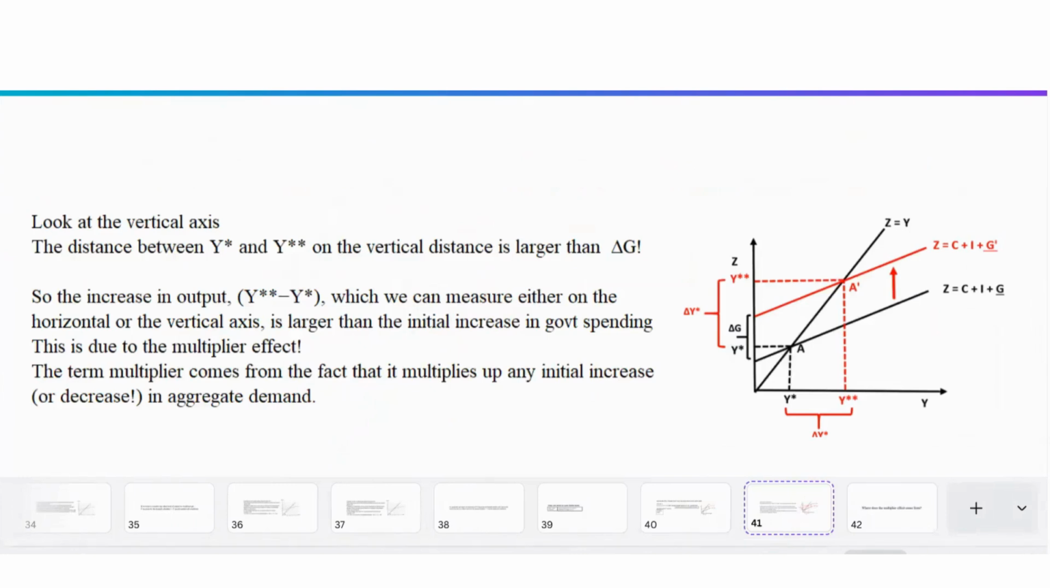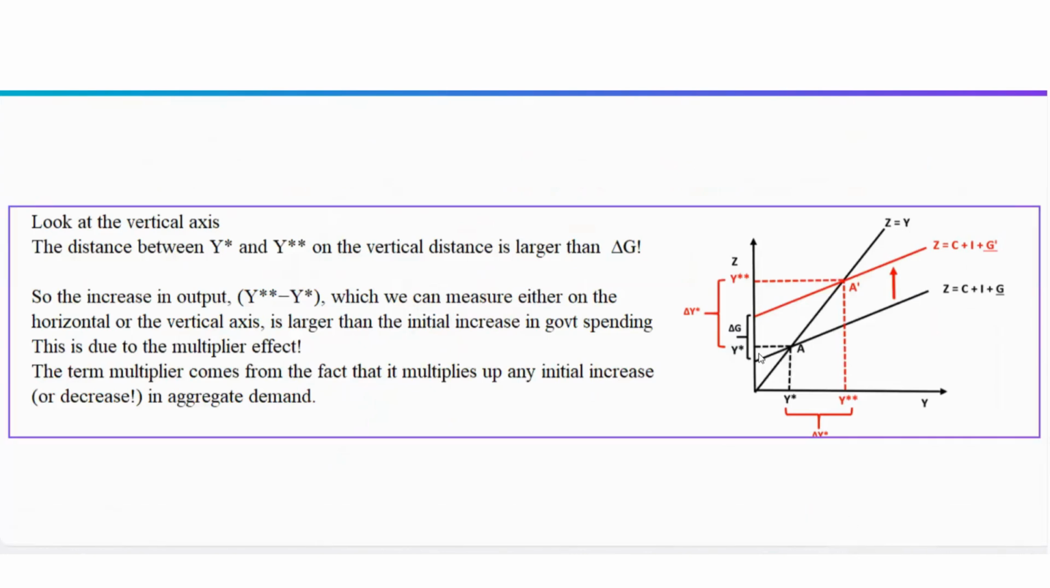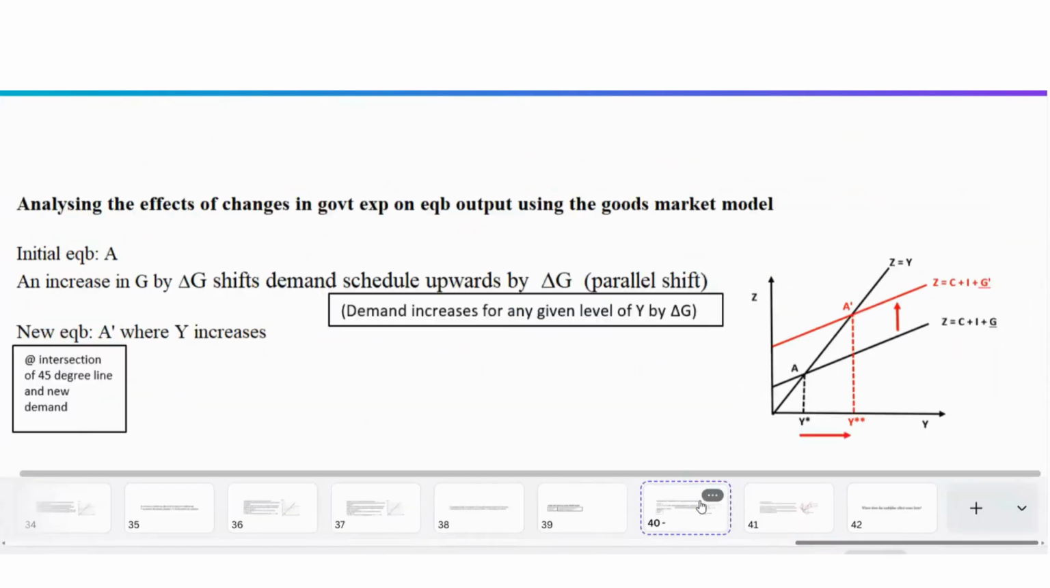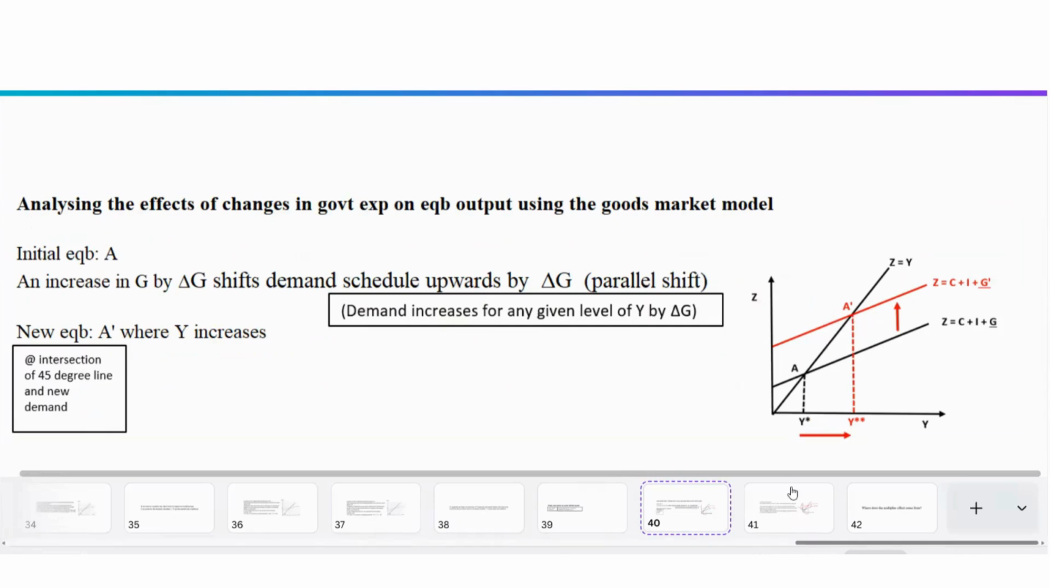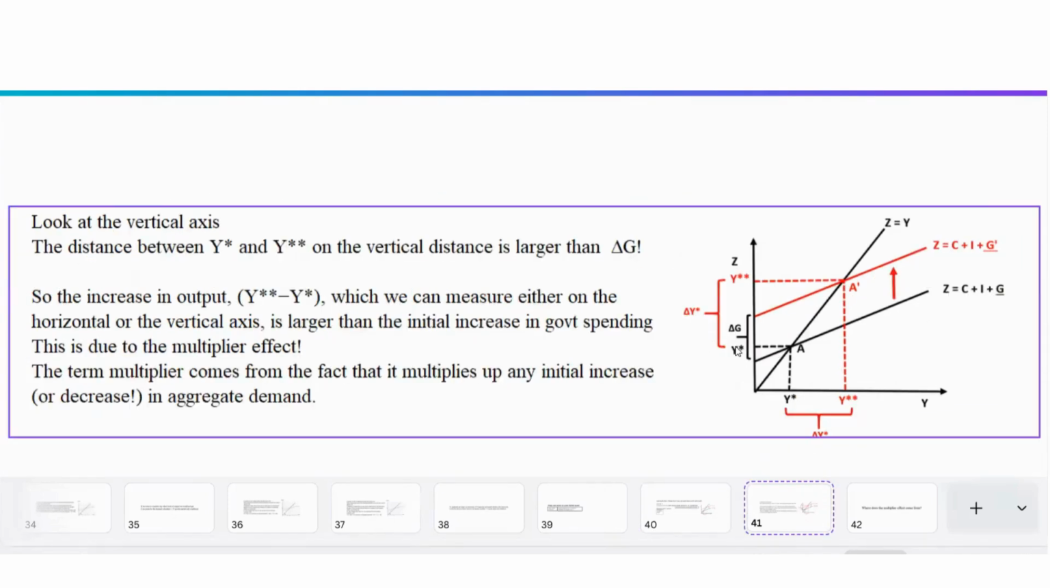So this Y star that we saw on the horizontal axis, I just plotted it on the vertical axis here. Because in equilibrium, demand on the vertical axis is equal to output on the horizontal axis, if Y is Y star in equilibrium, then Z is also Y star. Similarly, if Y is Y double star in the new equilibrium, then Z is equal to Y double star in the new equilibrium. So I've represented Y star here and Y double star here.